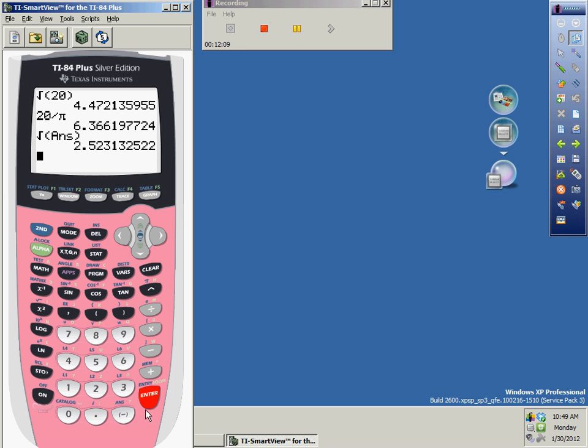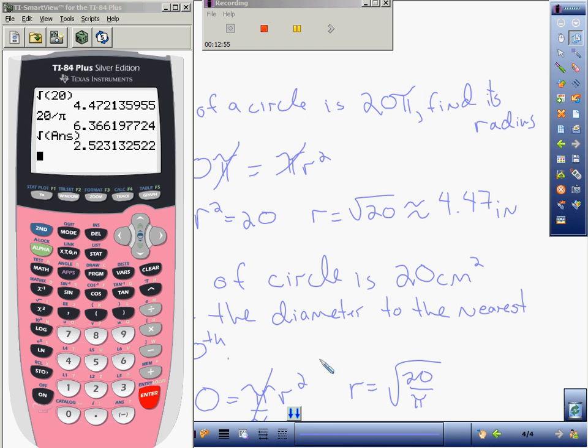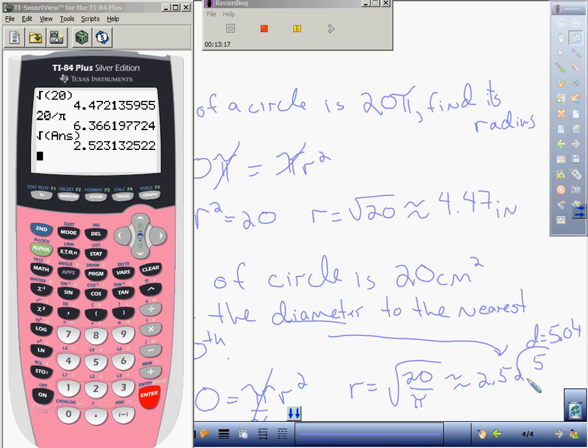So that radius is going to be about 2.5 centimeters. Okay? But that gives you what? That's the radius, right? And I'm asked for the diameter. So what do I have to do? Times that by 2. So the diameter equals about 5.04 or something like that. To the nearest tenth, it would be 5, right? Centimeters. Questions?